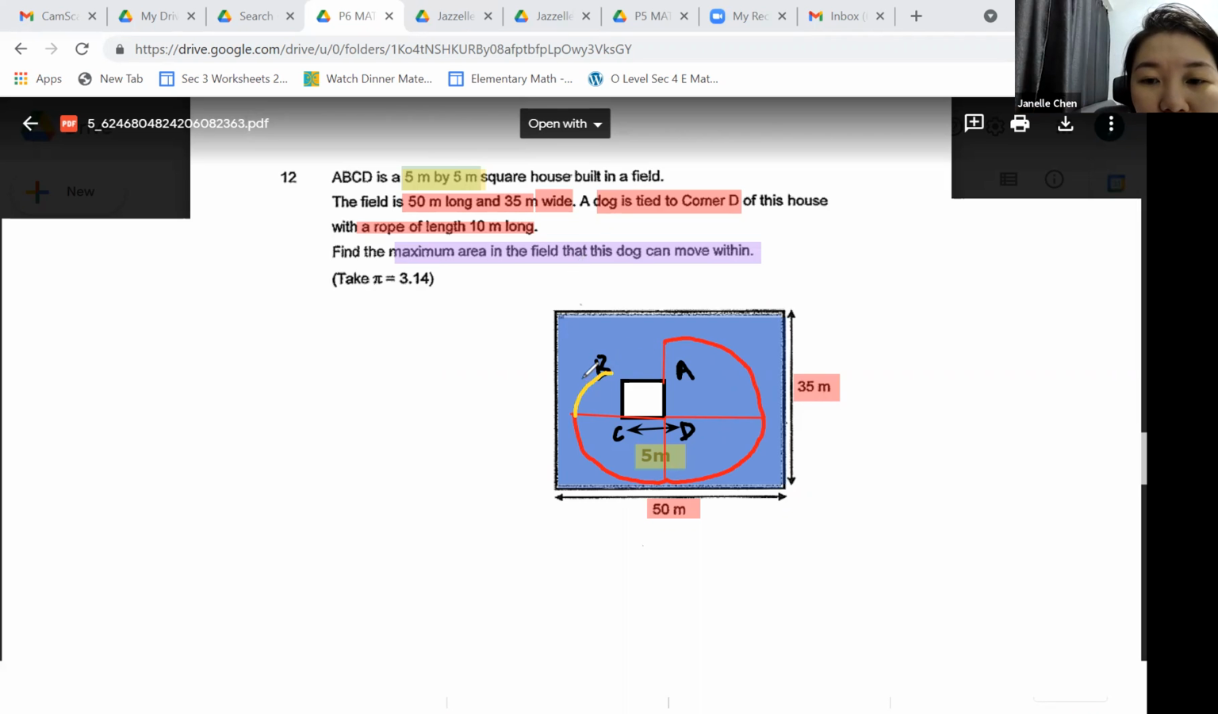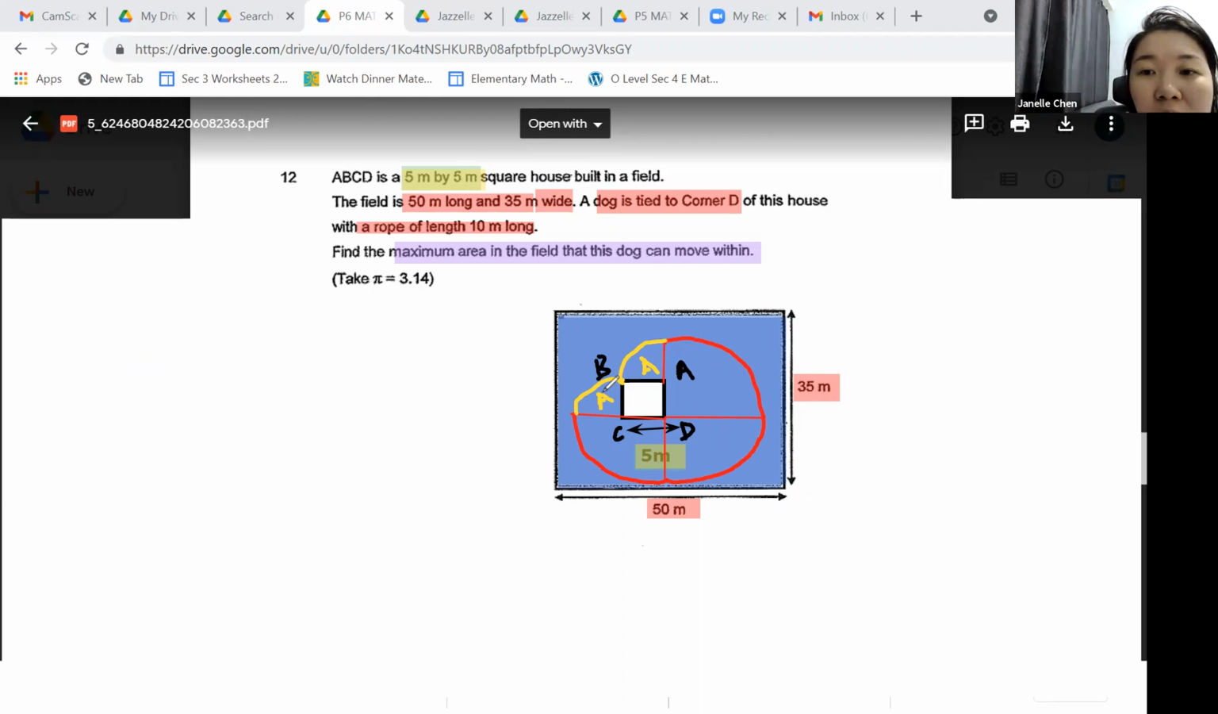I think a lot of them will think that I was supposed to just find one full circle. But it's actually not the case because the dog is being restricted by the square house built in the field. So it can only run around it. It can only go from here to here and here to here. So basically it's two quadrants. I'm going to label these two quadrants as area A.